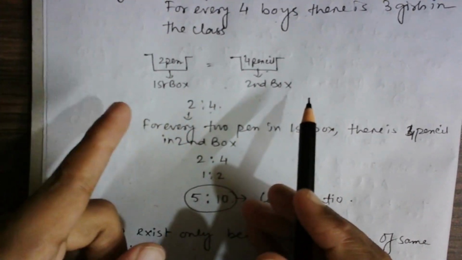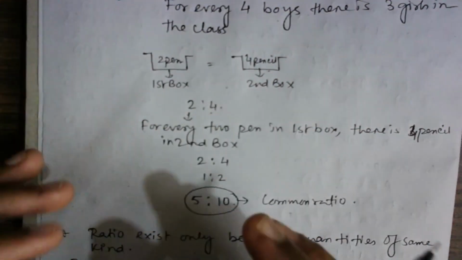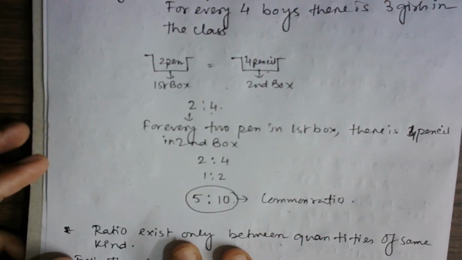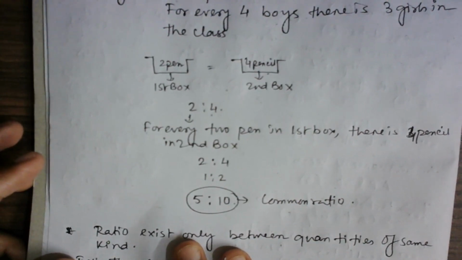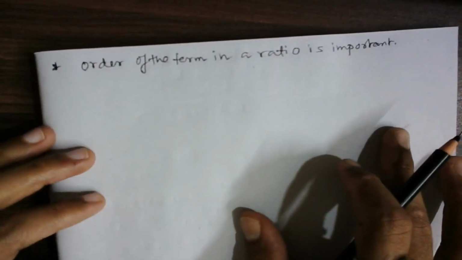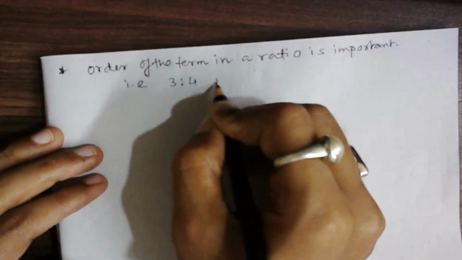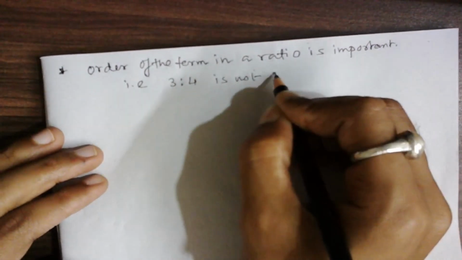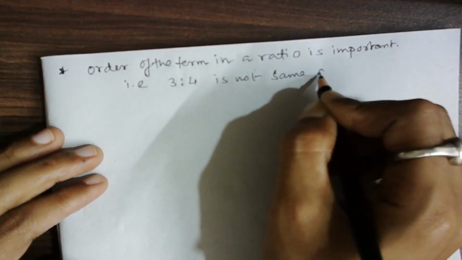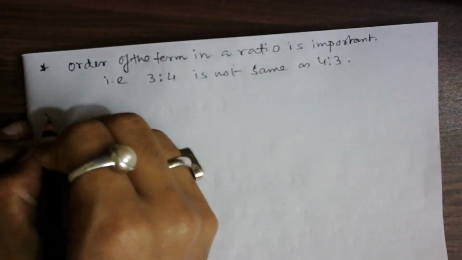Which value is coming first, which value is coming afterwards. The value will obviously depict with respect to the pen and pencil and with respect to the order itself. So the order of the terms in the ratio is very important. You can say 3:4 is not the same as 4:3. That's also okay. Star mark.